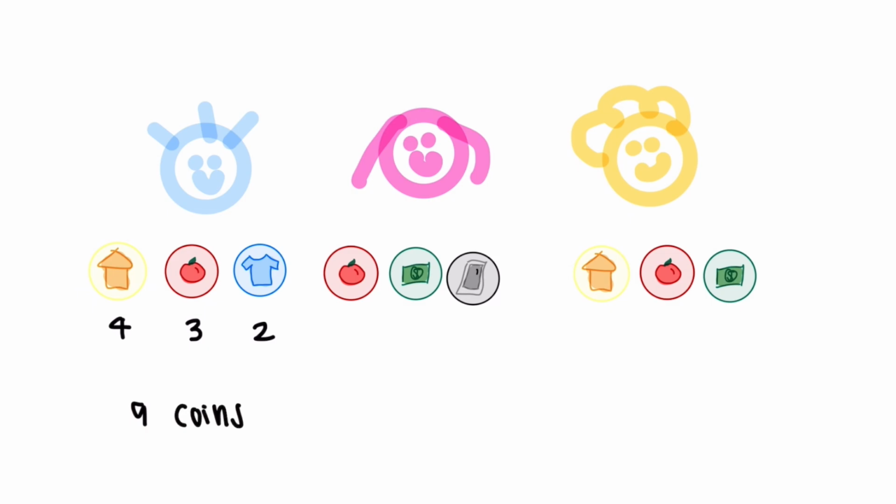Next, we have our pink student over here who also spent 3 coins on food, 2 coins to put to her savings, and 3 coins on entertainment. With a total of 8 coins, she had 2 coins left over. Now we have the yellow student who spent 4 coins on shelter, 3 coins on food, and 2 coins to put to his savings for a total of 9 coins.